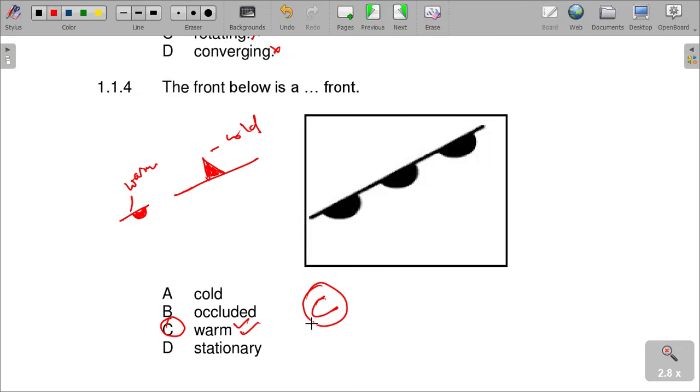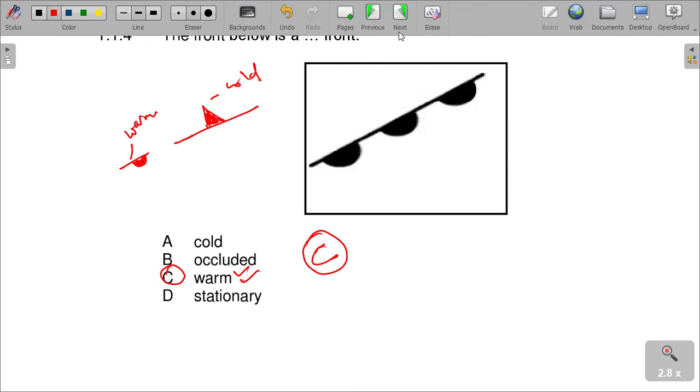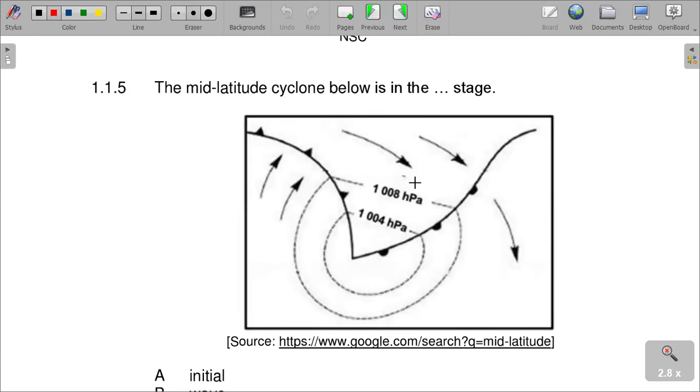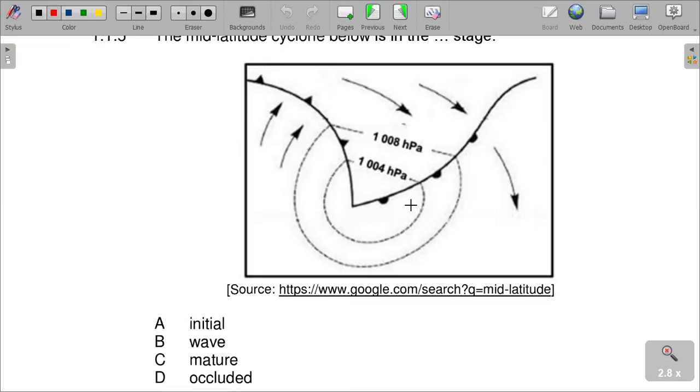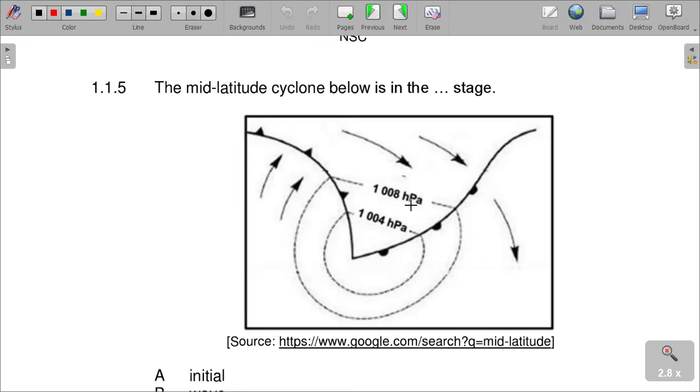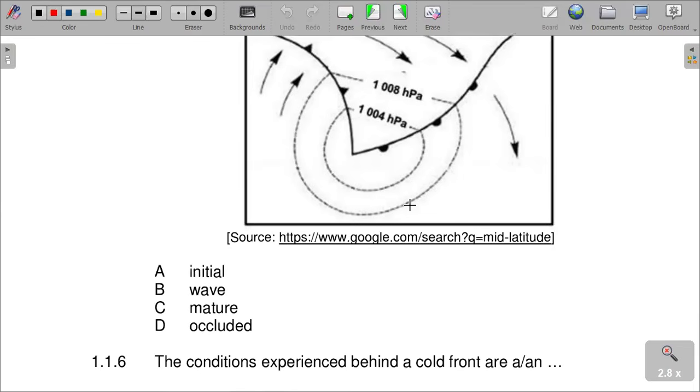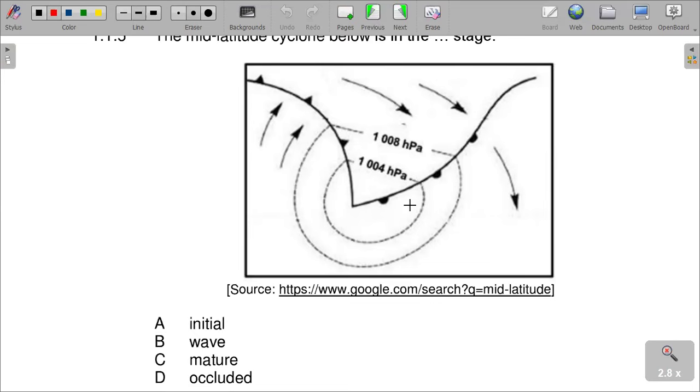Then our next question, question number 5. The mid-latitude cyclone below is in a dash stage. This examiner gave a lot of questions on mid-latitude cyclones, so we need to be armed and ready for questions such as those. As you can see here, it is at a mature stage, which is shown in question 1.5.